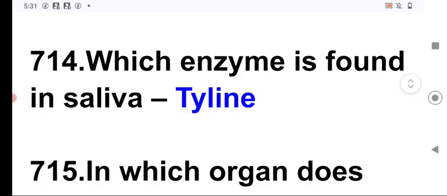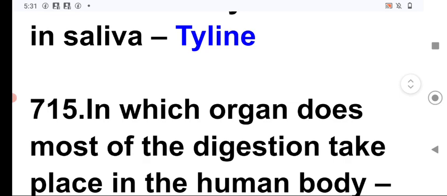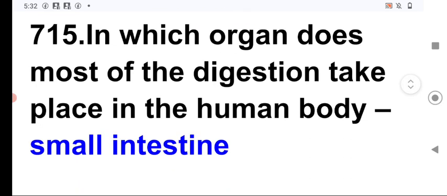Next question. Which enzyme is found in saliva? This is ptyalin, as I have described in the above question's answer. And ptyalin digests the starch, a complex type of carbohydrate.